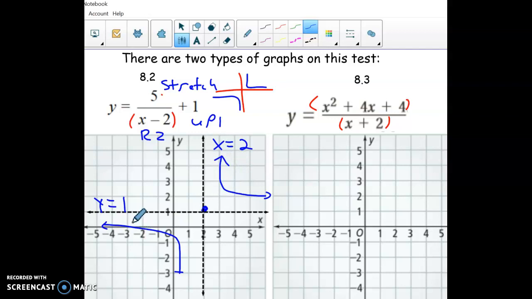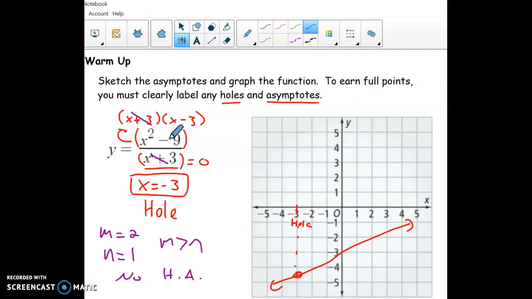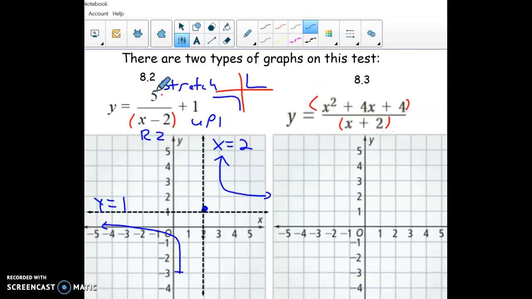And so that's probably the easier way to graph, is just to transform. Okay, but we can't do that on this one because it's got a crazy numerator again. So on the second type, it's actually kind of like the warm-up one, right? With the warm-up one, we had an expression in both the numerator and denominator instead of just a single number like we had on this one, the 5.